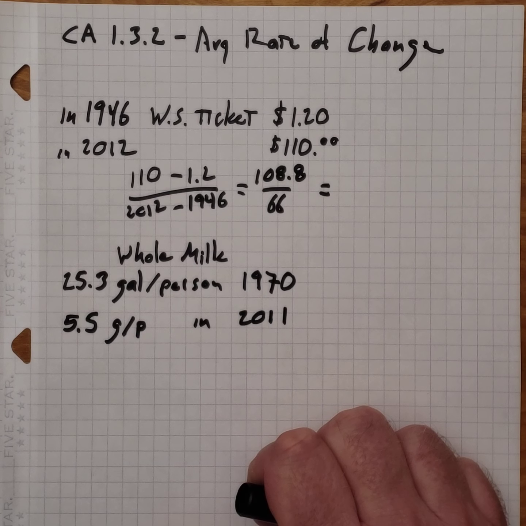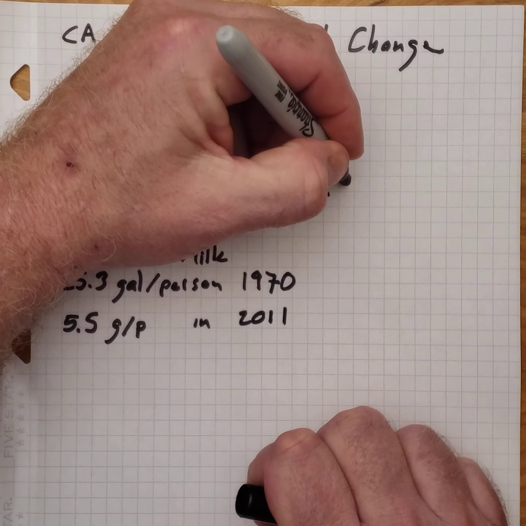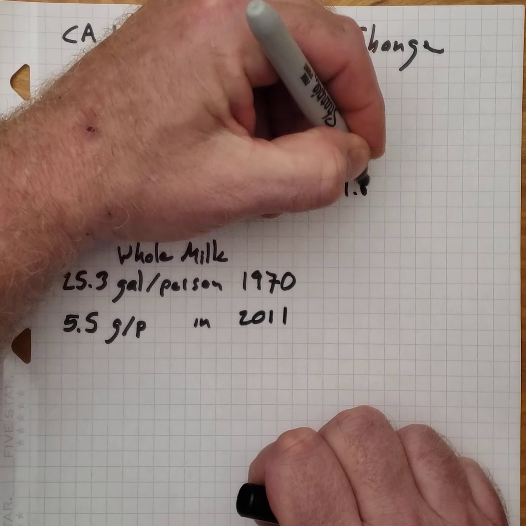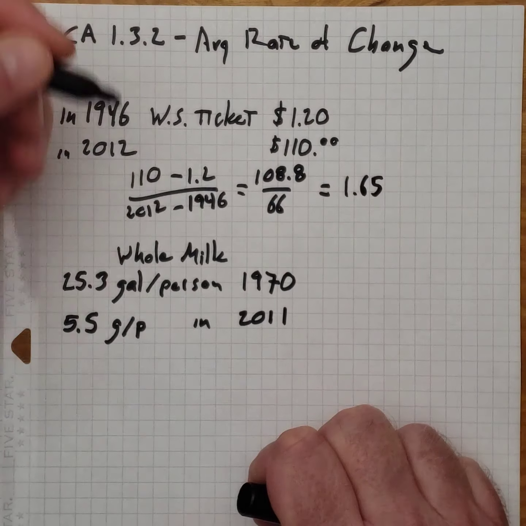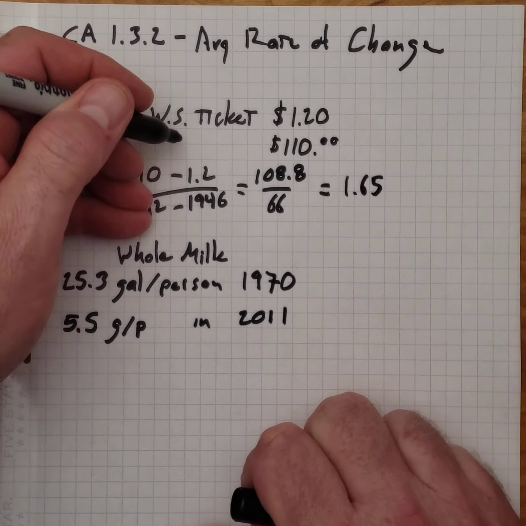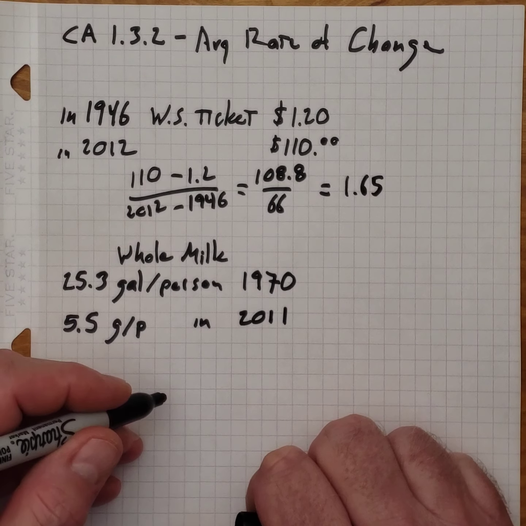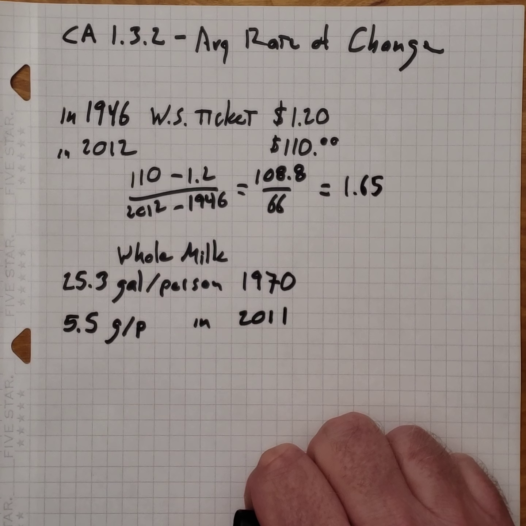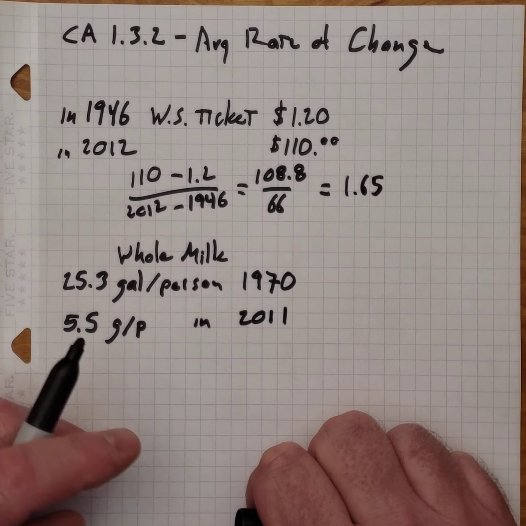And if we divide 108.8 by 66, we get 1.6484848, etc. I'm going to round that off to 1.65 because we're talking about money and you can't divide it any smaller than that. So the slope of the line, if we were to graph this as a line, would be 1.65, which is not terribly steep.